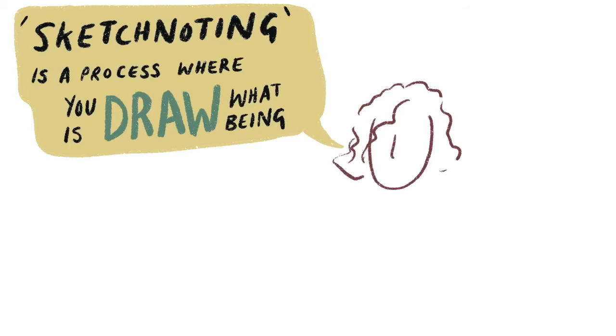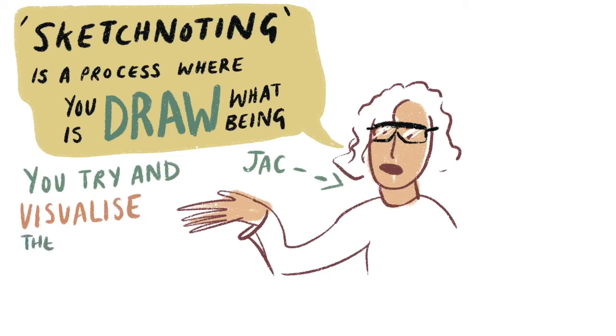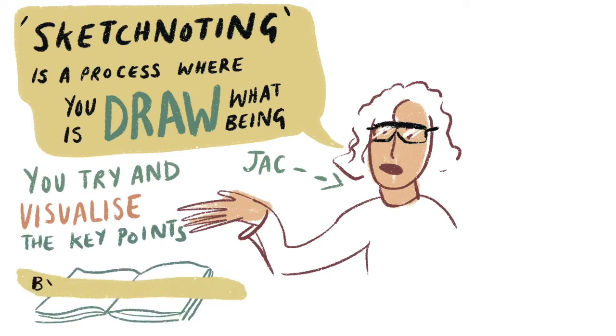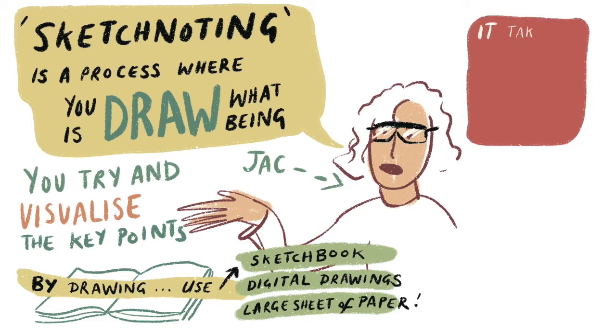Sketchnoting is a process where you try and draw what is being said, and you probably draw who is saying it. There's a picture of me talking to you now. You try and visualise the key points. By drawing, use your sketchbook. You might want to use a digital drawing tablet, or you could just use a large sheet of paper.